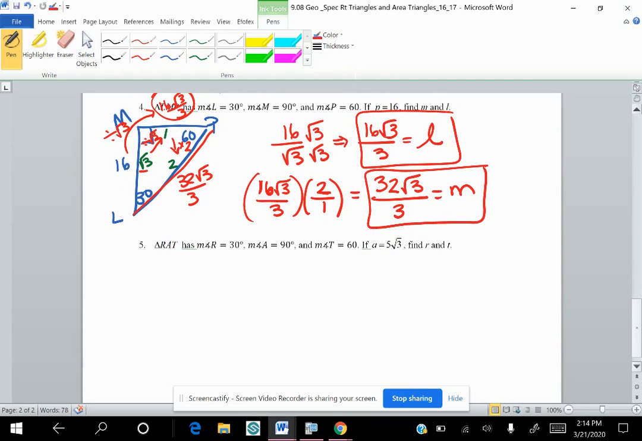And the last one, if you're feeling confident and you kind of get the idea, try pausing it and try it on your own.